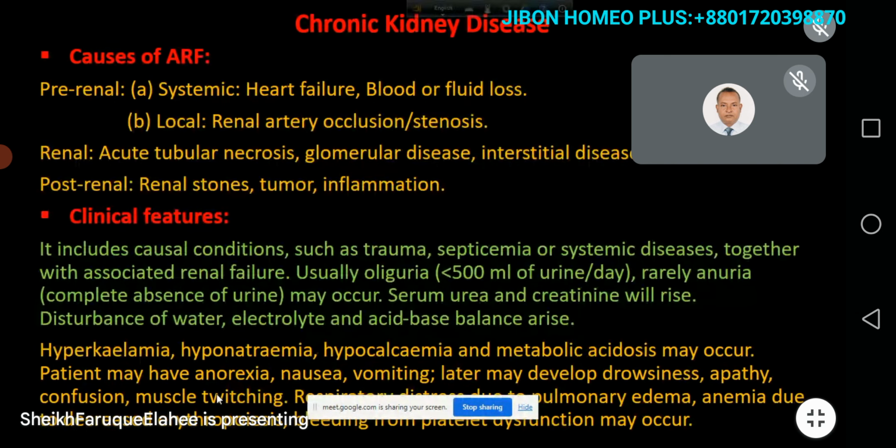A lady, after giving birth, is having too much bleeding, postpartum hemorrhage, and then you find that she is not passing urine, and she is drowsy, confused, there is muscle twitching, and she is vomiting. So you must have in mind that she developed acute renal failure due to excess blood loss.